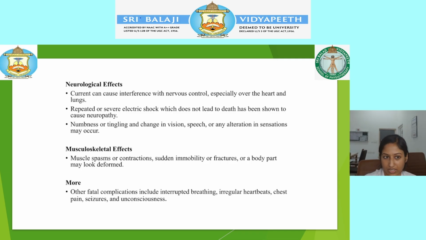What are the neurological effects? It is going to affect the nervous system, and repeated and severe electrical shock, even if it does not lead to death, is shown to cause neuropathy. Also in neurological effects, there may be signs of numbness, tingling, changes in vision and speech, and alteration in sensation. And in muscular effects, there will be muscle spasm or contraction, sudden immobility or fractures, or any body part may look deformed. Other fatal complications include interrupted breathing, irregular heartbeats, chest pain, seizures, and unconsciousness.